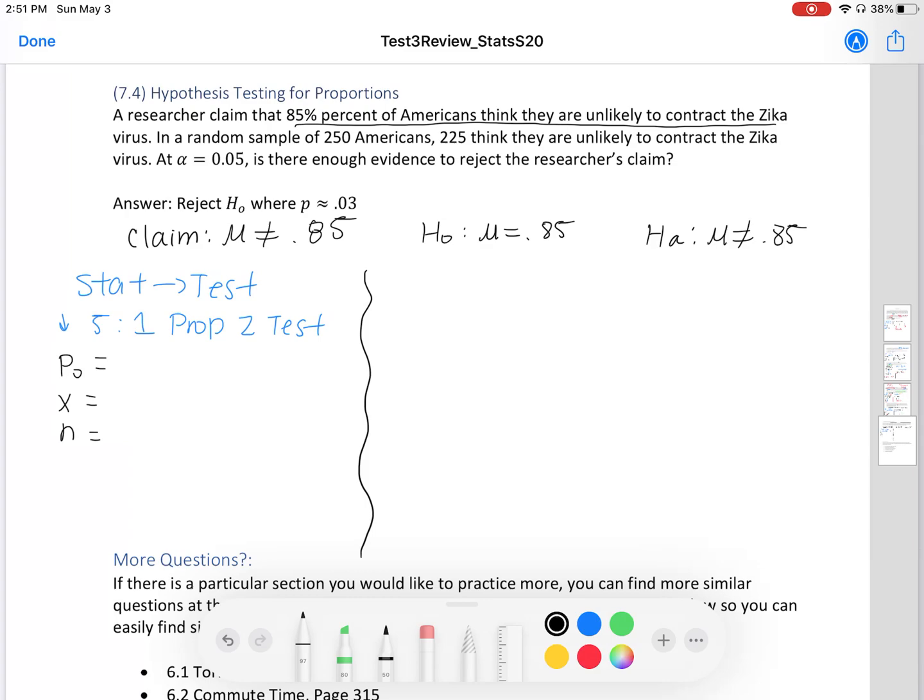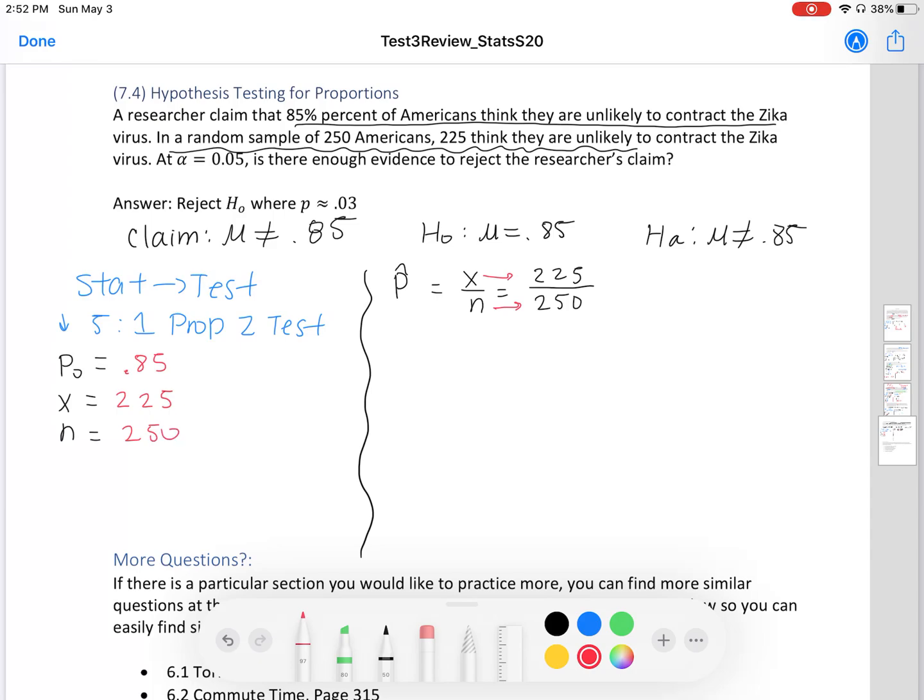All right, so let's take a moment to just figure out what our p-hat is. Our p-hat, which is made up of x over n, is from our sample, 250 and 225. They say they're unlikely to contract the Zika virus. So 225 over 250. I like to figure this out so I can easily distinguish what my x and my n are. All right, so my p naught is 0.85. My x is 225. And my n is 250.